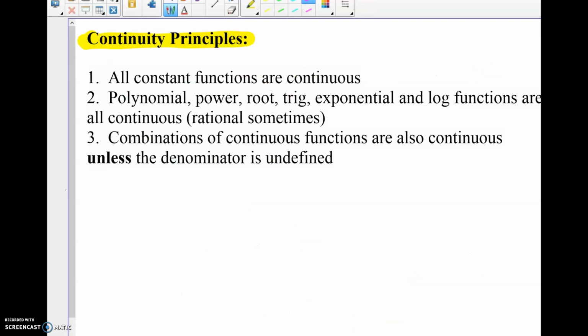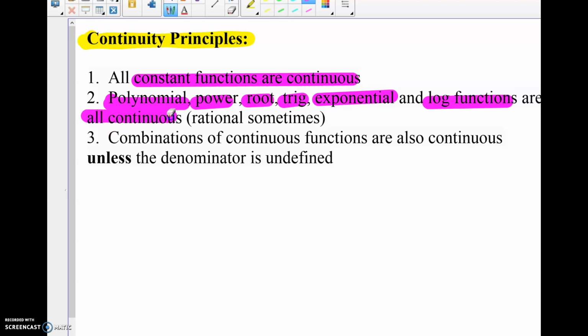Continuity principles. All constant functions are continuous, so if x equals 2, yes, you could trace that line, it's continuous. Polynomial functions, power functions, root functions, some trig functions like sine and cosine and their inverses, exponential functions, and some log functions are continuous. Rational ones are sometimes. Also, all combinations of these above functions are continuous unless we see a zero in the denominator.